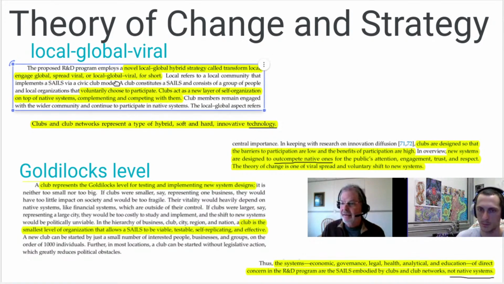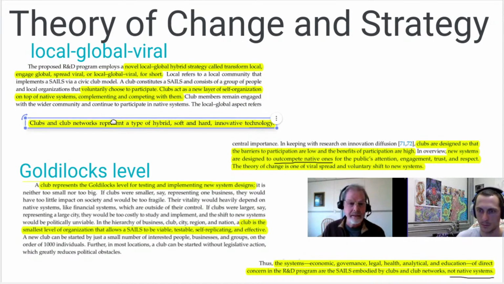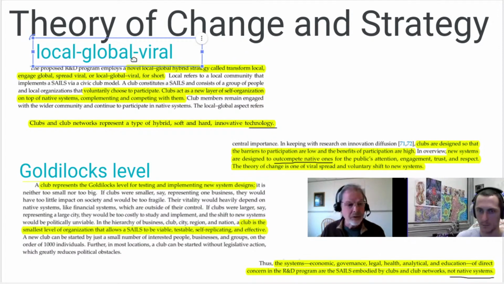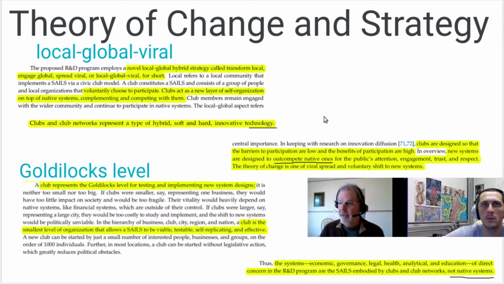And the idea there with the local global is that much of the work would occur in local communities, and by local communities I mean volunteer communities, volunteer individuals who would participate in the testing of new systems and even the design of new systems, in cooperation and partnership with the global science community. So we have the local global connection there.